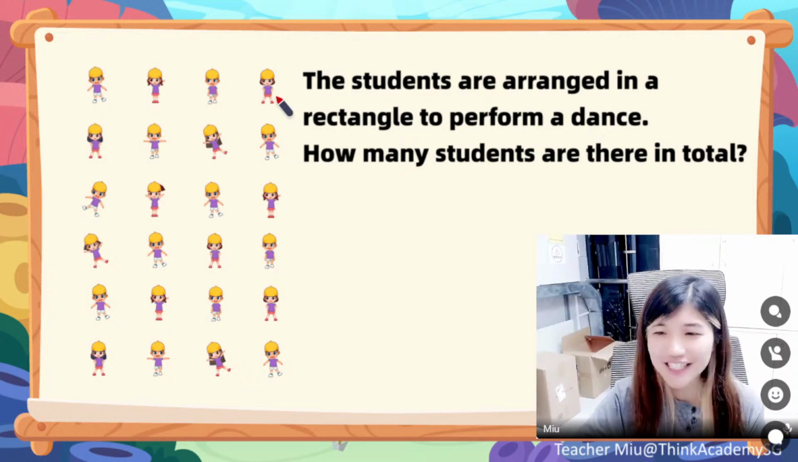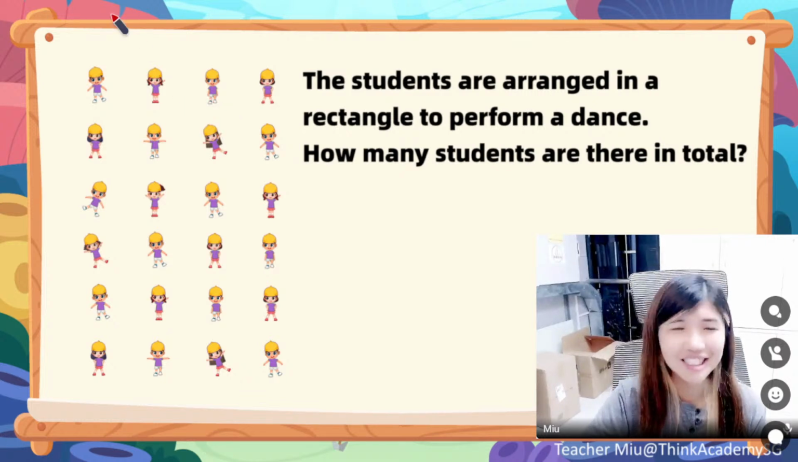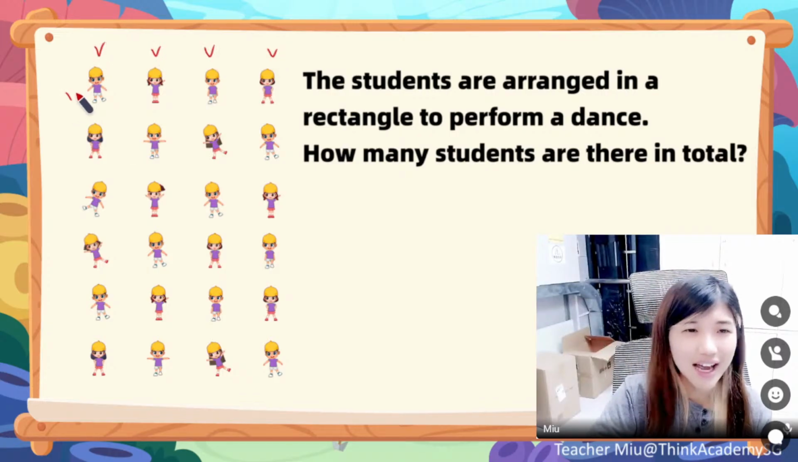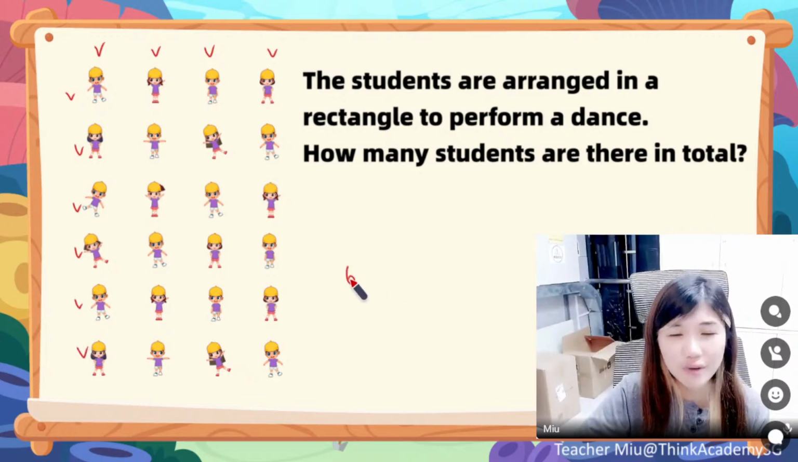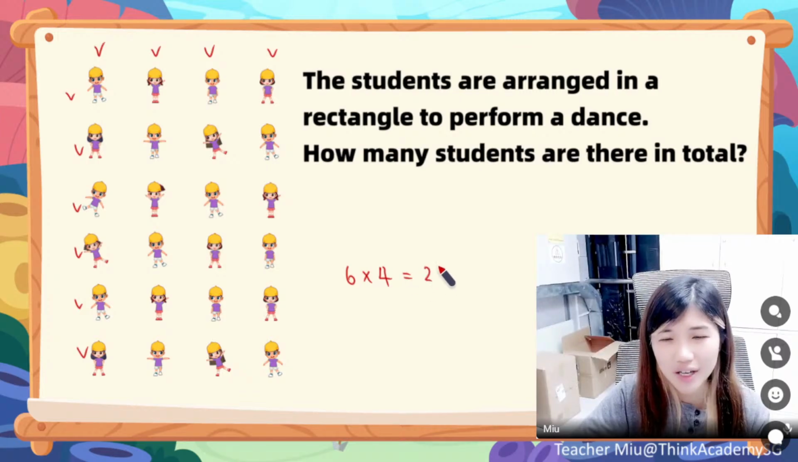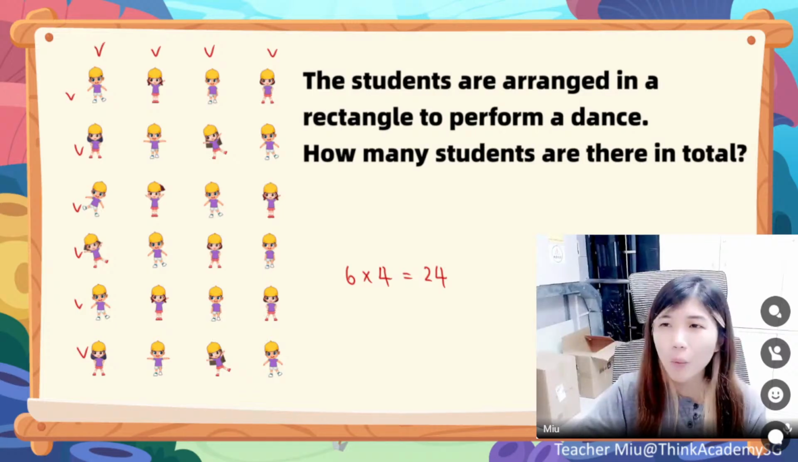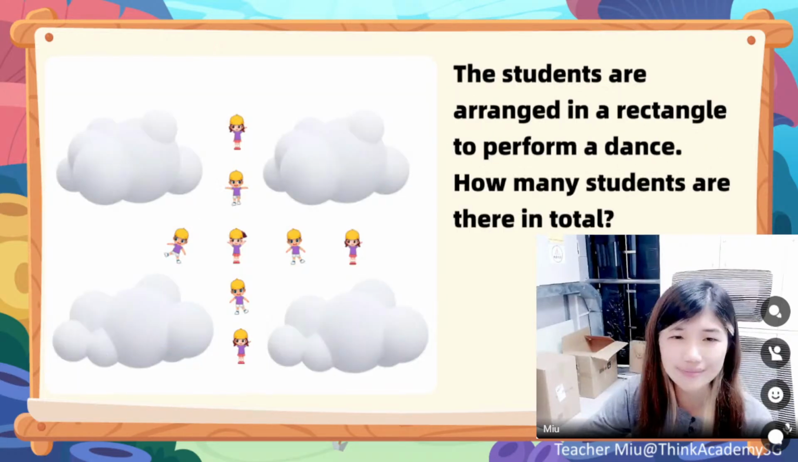So definitely we shall. Yes, there are 4 students in a row, and there are 1, 2, 3, 4, 5, 6 rows. So we can use 6 times 4. Then we can get 24 students. Right? So easy. But what if here comes the cloud?